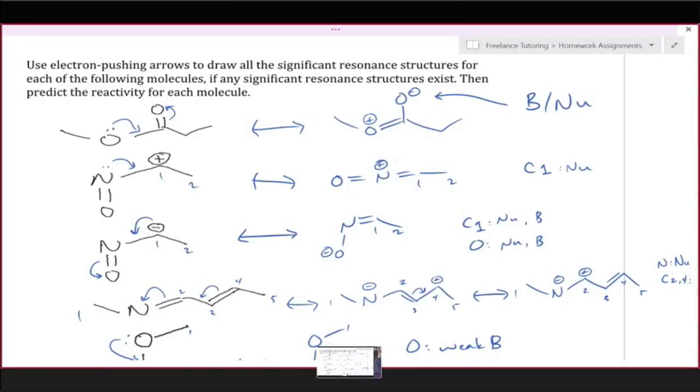The carbon 1 in either scenario should be an electrophile. Either in the first resonance structure it has a positive charge, which would make it an electrophile, or in the next resonance structure it's attached to an atom with a positive charge, which would make it a good electrophile. Okay, so that's a good explanation of the new analysis. That's an important one to mark.